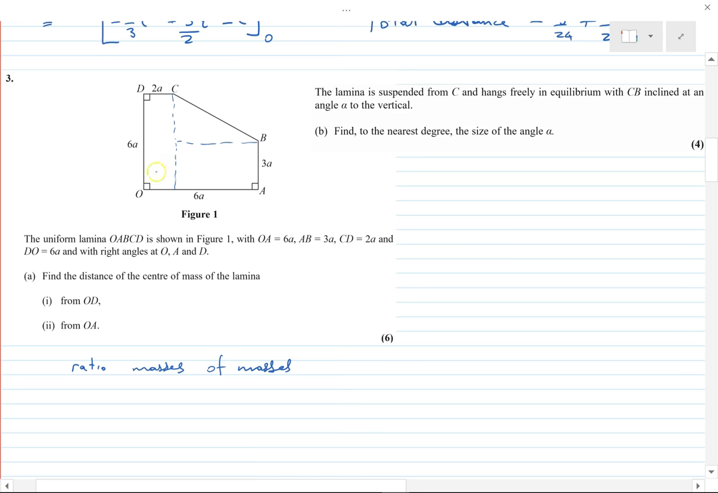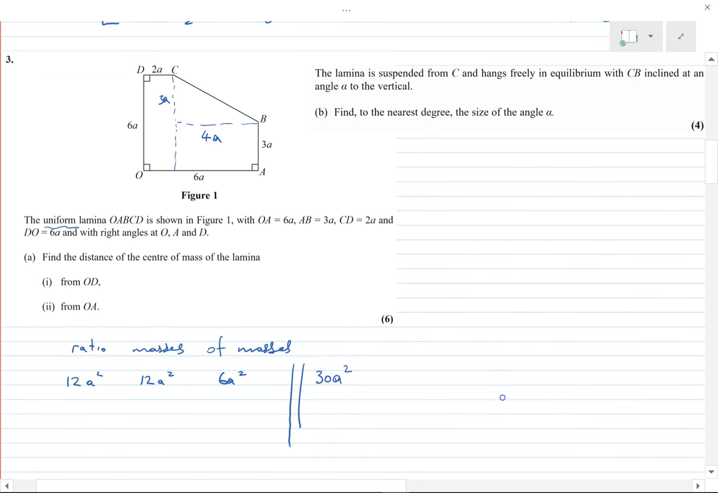But if we look at the masses, because we're told it's uniform, mass is proportional to the area. So we've got this rectangle here, the rectangle we've got there. That has got area 12a squared. This rectangle here has got area, well, this distance here is 4a from here to here. So that's also got area 12a squared. And then we've got this triangle here. This distance is 4a, and this distance is 3a. So it's those two multiplied together and halved, so that's 6a squared, which means the total is 30a squared.